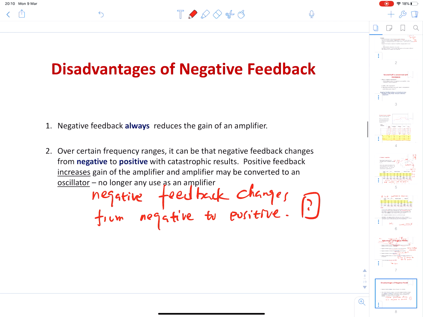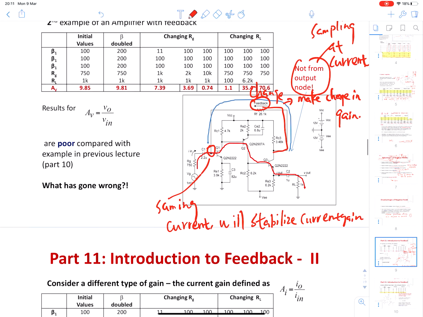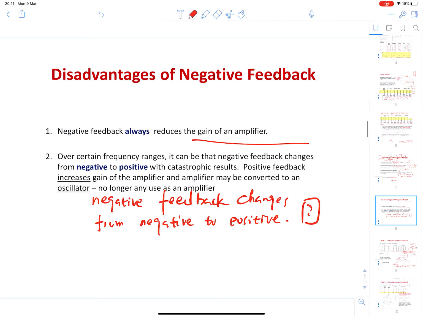But these do not come for free. For example, we always reduce the gain of the amplifier. And at certain frequency ranges, negative feedback can change from negative to positive with cascaded stages. Positive feedback increases the gain of the amplifier, and the amplifier may be converted to an oscillator that is no longer usable as an amplifier.